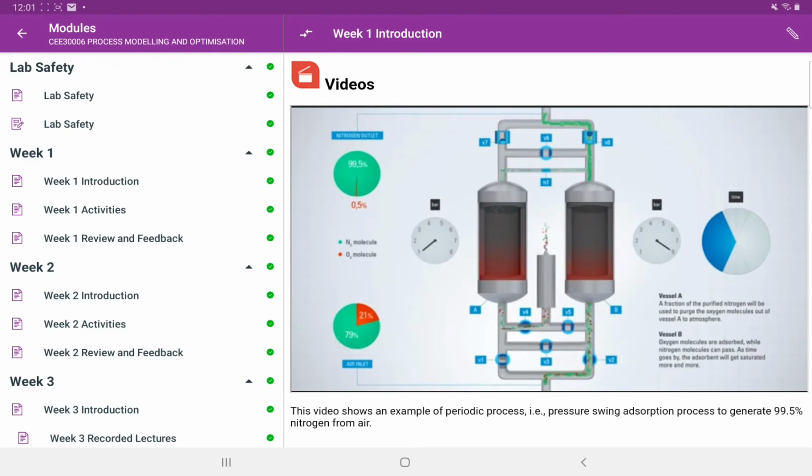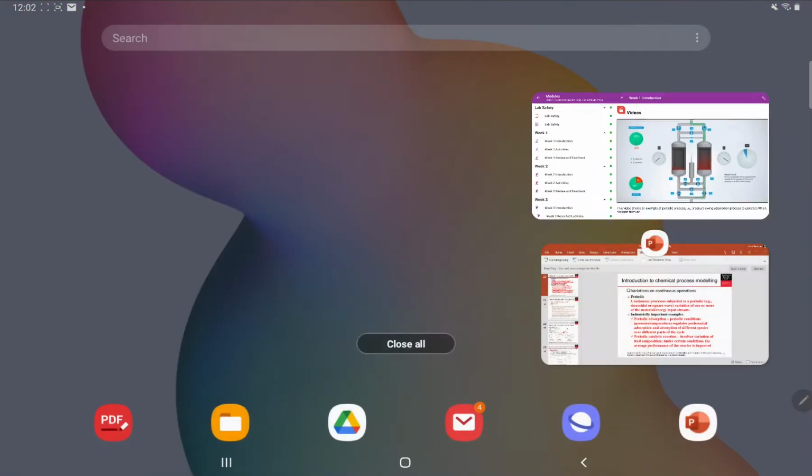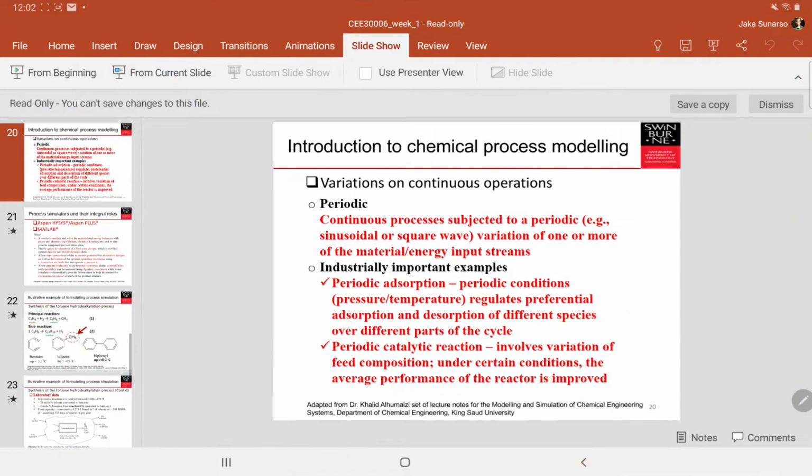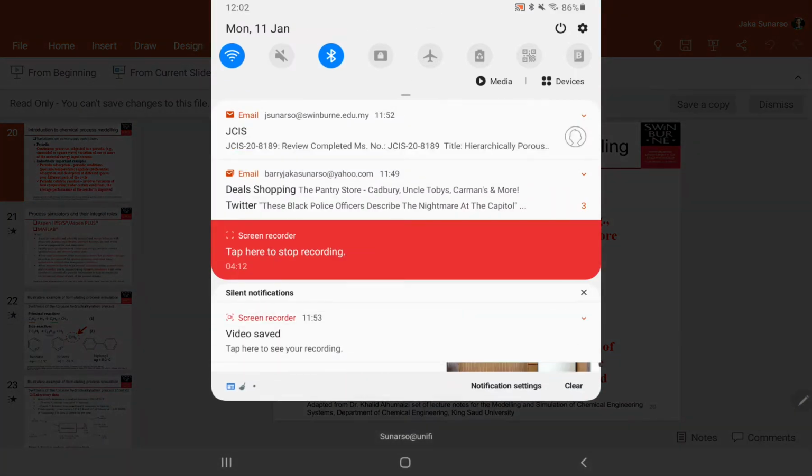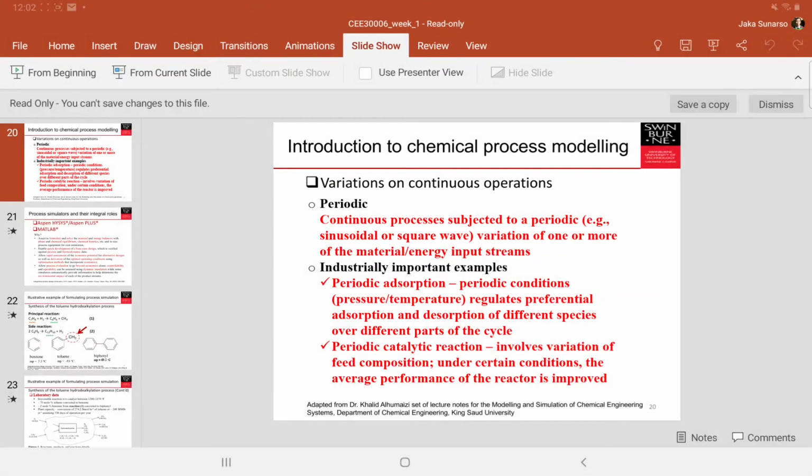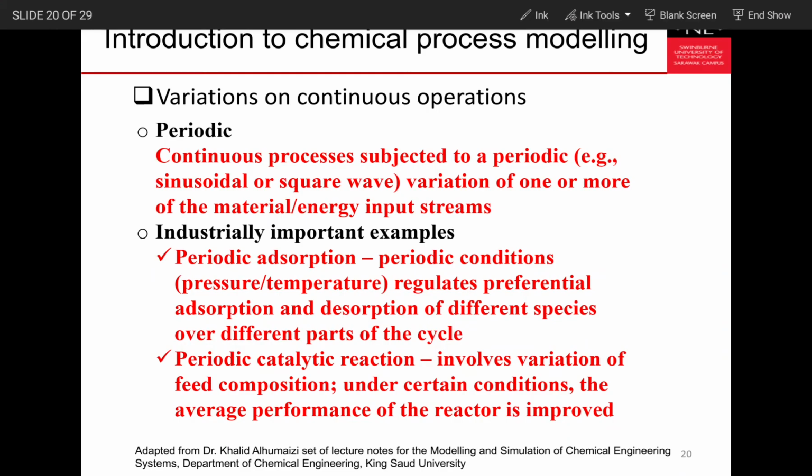You can watch this video in full, but what I'd like to illustrate in this Canvas video is some of the important processes. This PSA has been used a lot for the separation of gas, where you want to isolate a certain type of gas from the air. Going back again into the slides.